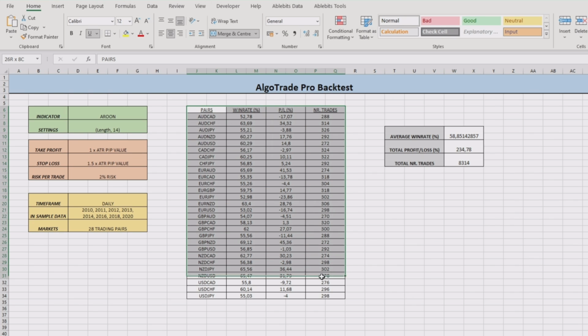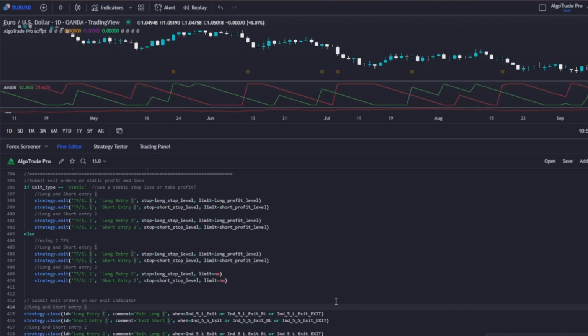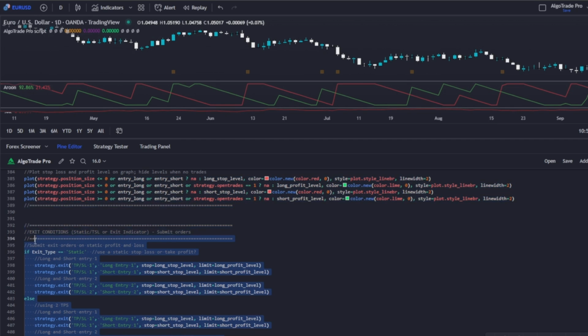As you can see, here are all of our backtest results from 8 years, and we can see that after 8,314 trades, our AROON has an average win rate of 58.85% and a minimum profit of 234%, which for a single indicator strategy is very good. I said minimum profit because we used a fixed take profit. If we used instead a trailing stop loss, the returns will be much higher. In the future, I will also show you how to make a trailing stop loss code.